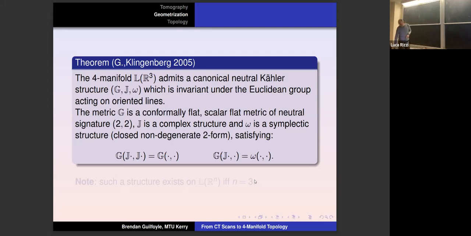One of the things that's also strange about this structure is that it only exists in R^n for n equal to 3. It doesn't work in any other dimension, lower or higher. There is no such canonical invariant metric. And when I say invariant, I mean under the action of the Euclidean group. So it's the natural metric if you're going to be using this 4-dimensional space to model what's going on in R3.